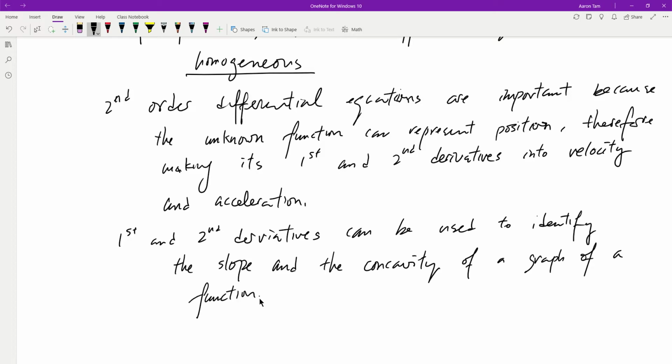So therefore, it's important to study these two derivatives, as well as any differential equation that comes from them, because they have a lot of application, from purely mathematical ones about slope and concavity of a graph, to more useful applications in physics, where we talk about acceleration and velocity.